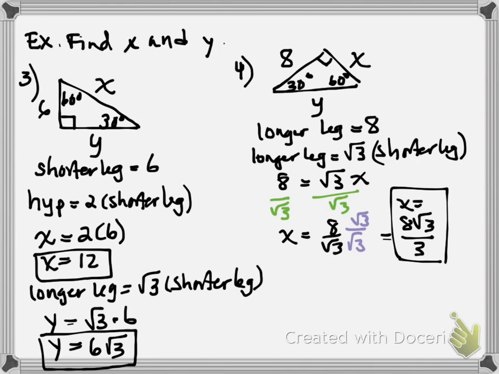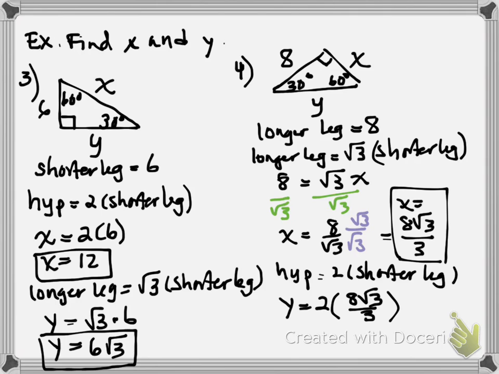Now that I know the shorter leg, I can use the other relationship, where the hypotenuse is equal to 2 times the shorter leg. So the hypotenuse, which is y, is equal to 2 times the 8 radical 3 over 3, which gives me 16 radical 3 over 3. Can I simplify that? 3 doesn't go into 16 as much as we would like it to. And that's the answer to that one. Okay?